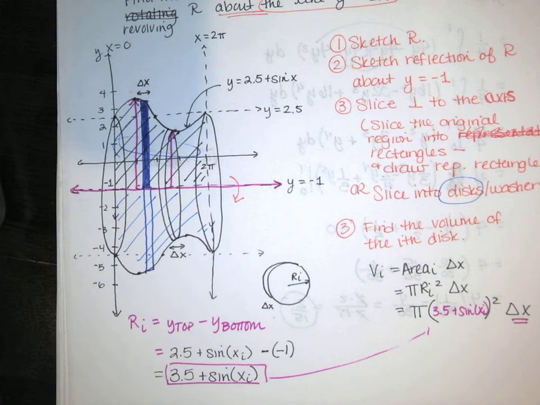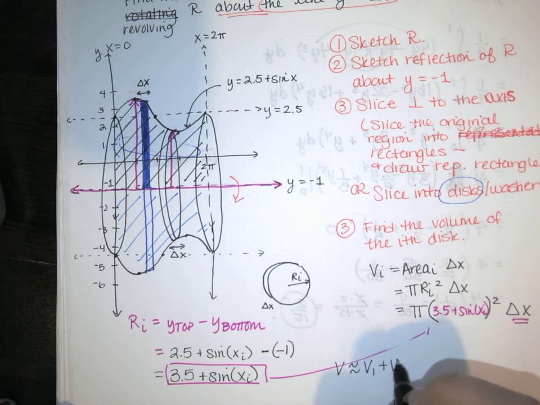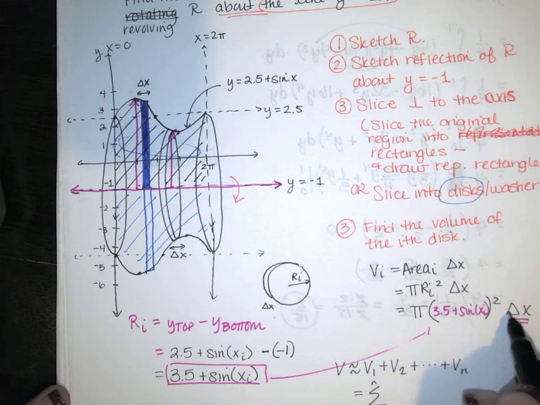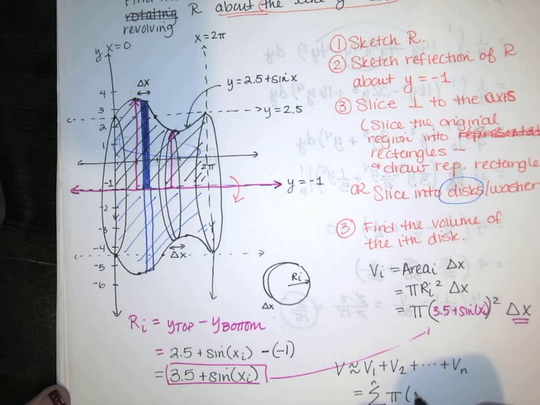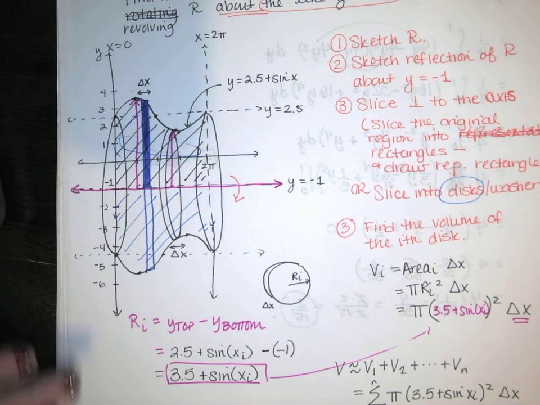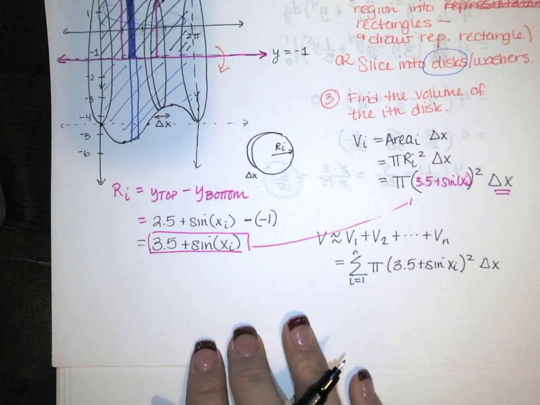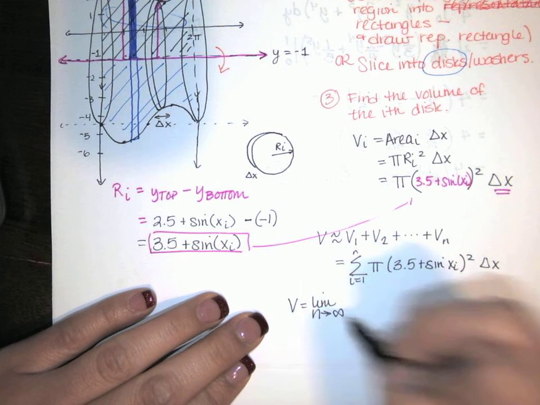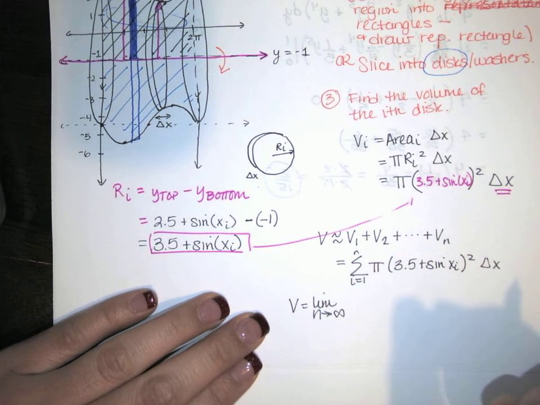All right. So the total volume is approximately the sum of all those volume pieces. And that's equal to the sum as i goes from 1 to n of the v sub i, and v sub i is right here. So that's pi times 3.5 plus sine of x sub i, quantity squared times delta x. And if I want the exact volume, I take the limit as the number of slices goes to infinity, or as delta x gets closer and closer to 0.